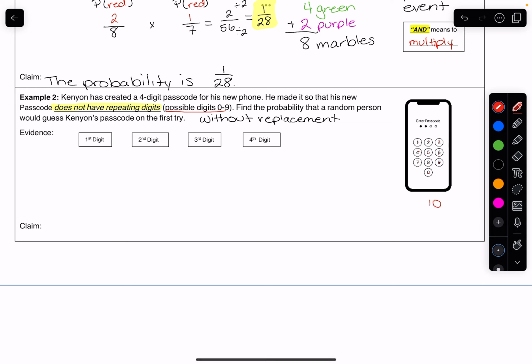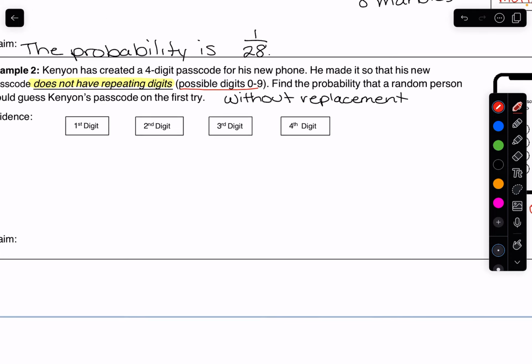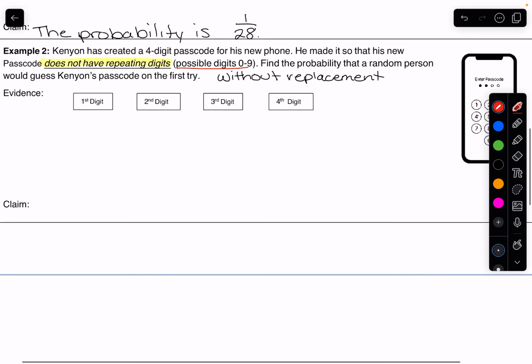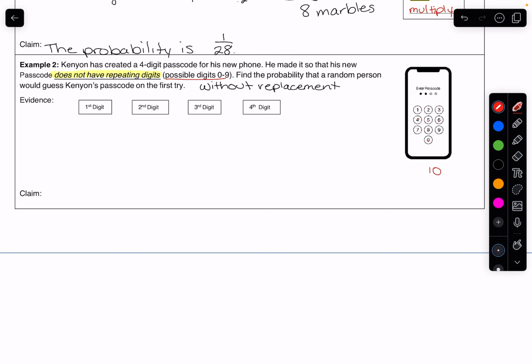Find the probability that a random person would guess Kyan's passcode on the first try. With numbers not repeating, that means once he uses one number, they're not going to use it again, so it's without replacement. First digit: it doesn't matter what we say here, but we know that it's going to be out of 10. He chooses one of those numbers because each number only pops up once.